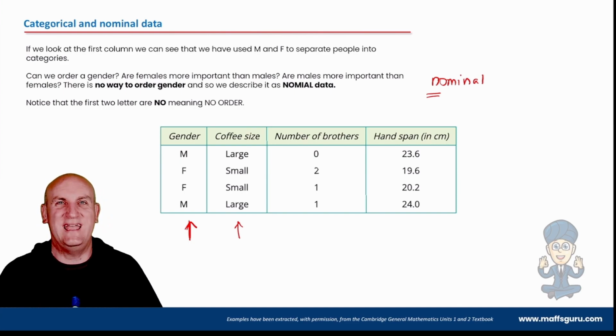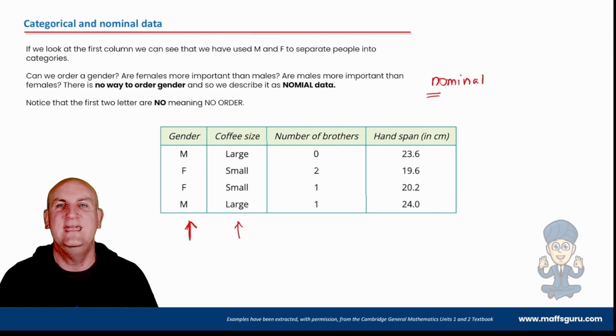But the point of it is, there is no implied order there. So there is no order, it is nominal. So I would describe that as categorical and nominal.